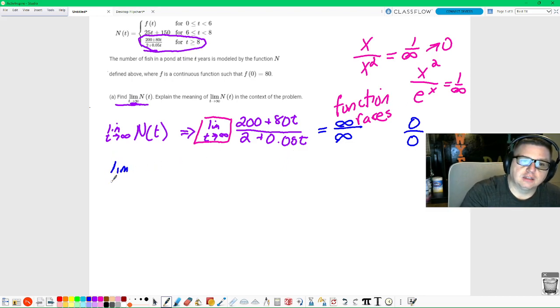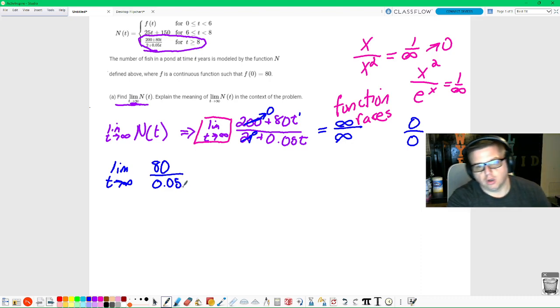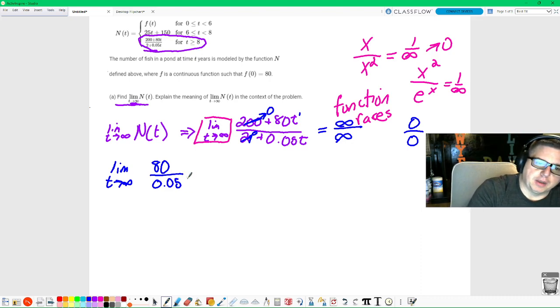So now let's look at the limit as t approaches infinity still. But this time we're going to take the derivative of the top. The derivative of a constant is 0. So that just goes to 0. And then 80t, so that's t to the first power. I'm going to do the power rule, and I'm going to get 80. Same thing down here. The constant is 0. And then the power rule gives me 0.05. So if I'm dividing by a decimal, really it's like multiplying.